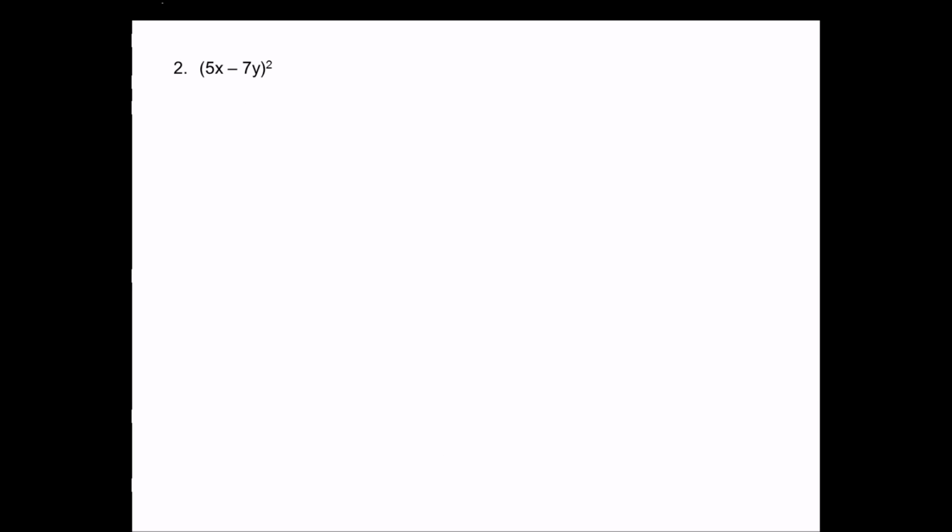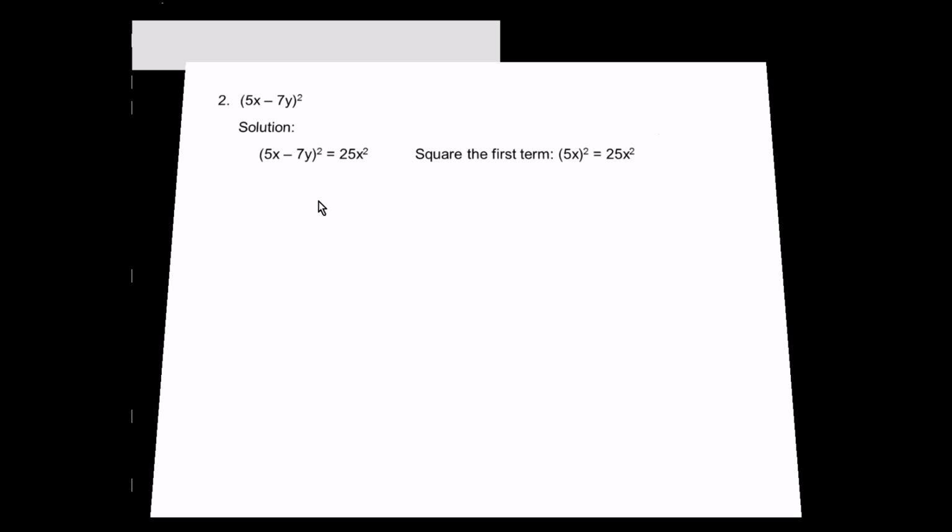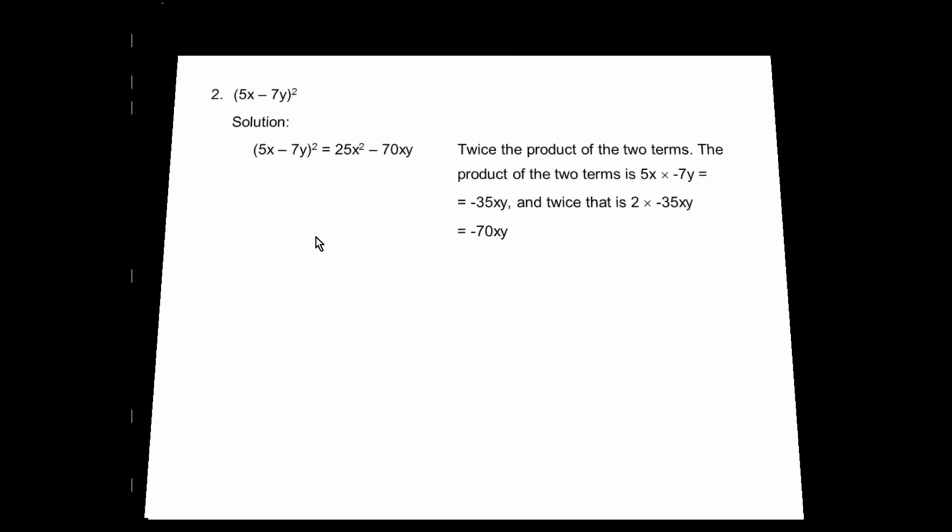Number 2, I have 5x minus 7y being squared. So again, we're squaring a binomial. So remember, square the first term. 5x being squared is 25x squared. Again, don't forget to square the 5. Okay, now I want twice the product. Okay, we keep the sign in the middle, so it's going to be a minus. Okay, the product is 35xy. Double the 35, I get 70. So minus 70xy.